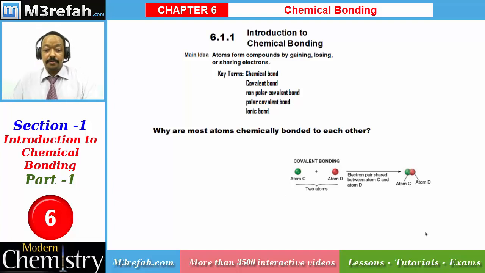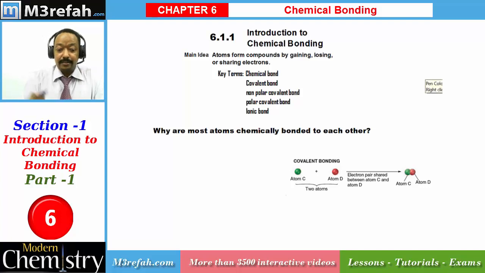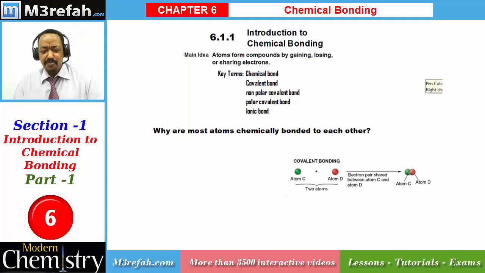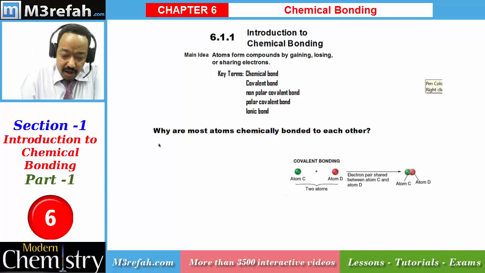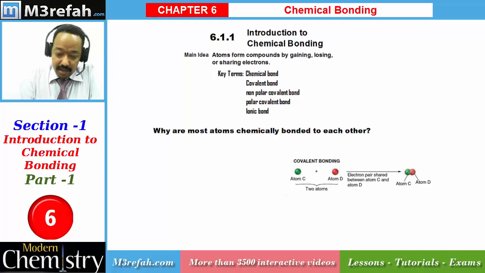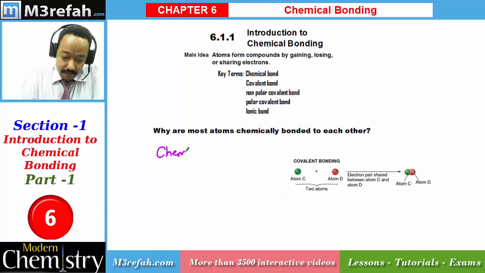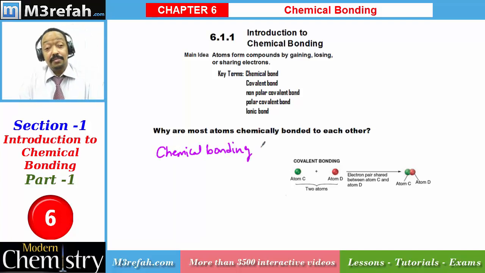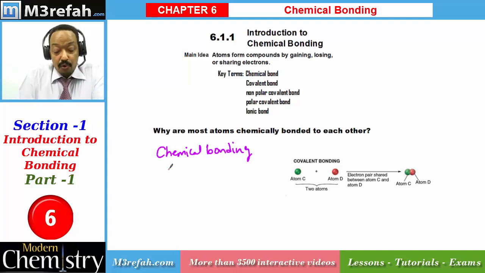Welcome to Chapter 6, Introduction to Chemical Bonding. In this lesson, we are going to learn the main essence of chemical bonding. But before we go into the details, what does chemical bonding mean? So in this lesson, chemical bonding, as the name implies, is the chemical binding of two or more atoms.